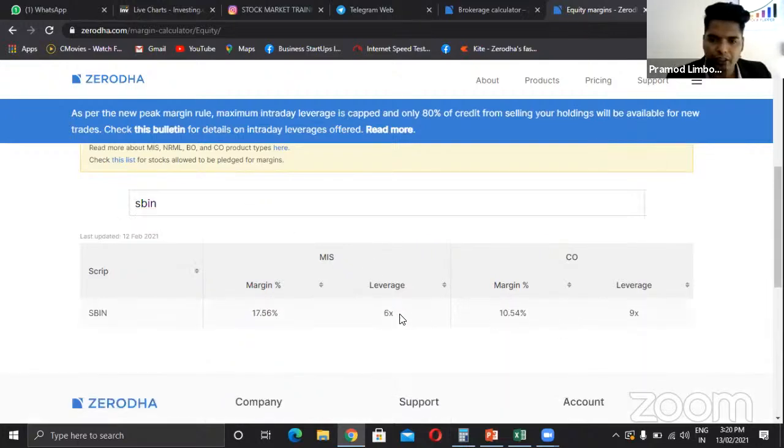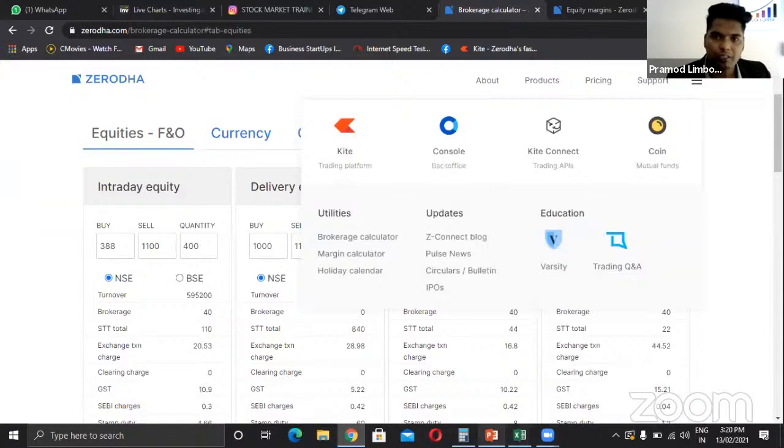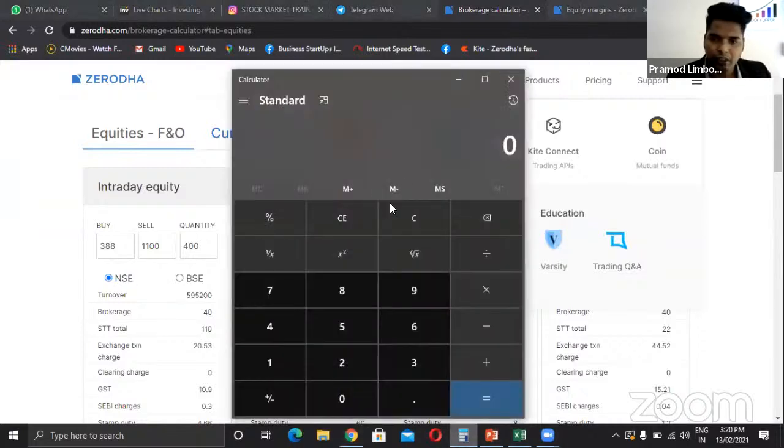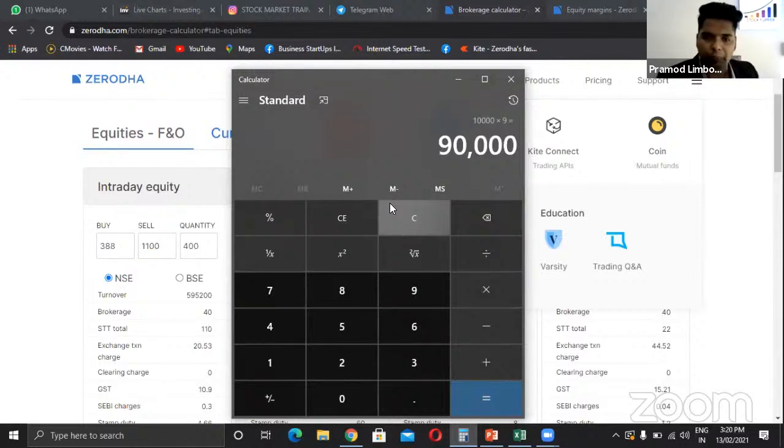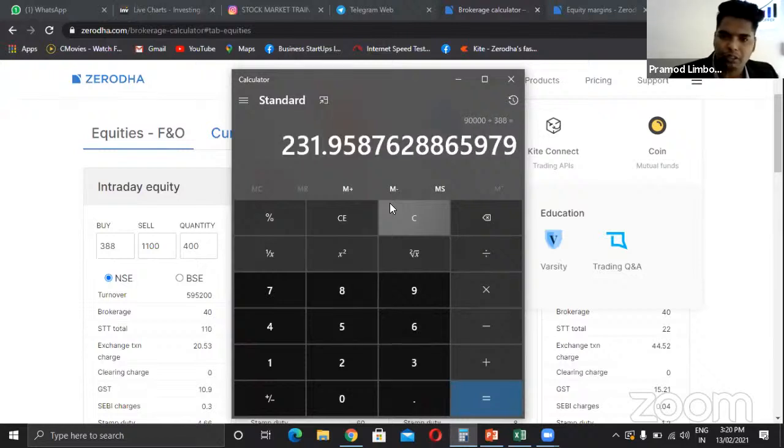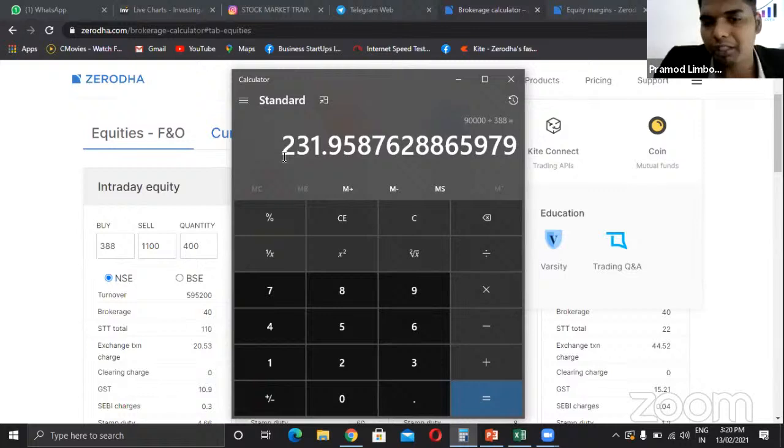You can see here in MIS you will get 6x leverage, and in cover order you will get 9x leverage. What does that mean? Let's calculate. If you have 10,000 rupees, the broker will give you an extra margin of 90,000 rupees. So you can buy around 231 quantities of the stock, but the condition is you have to exit that same trade before 3:20.